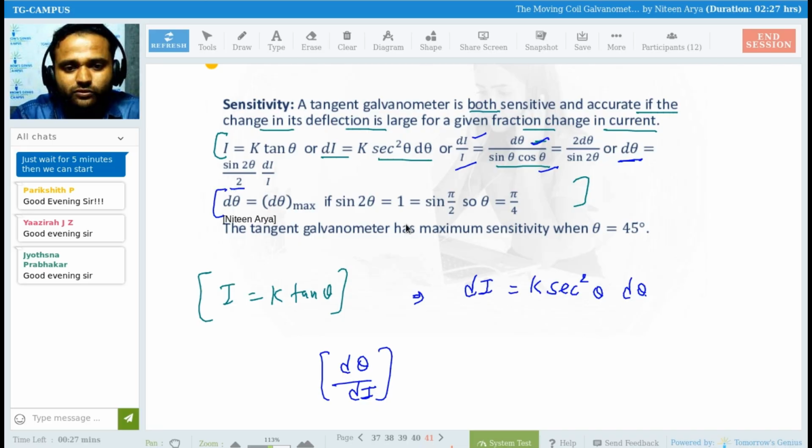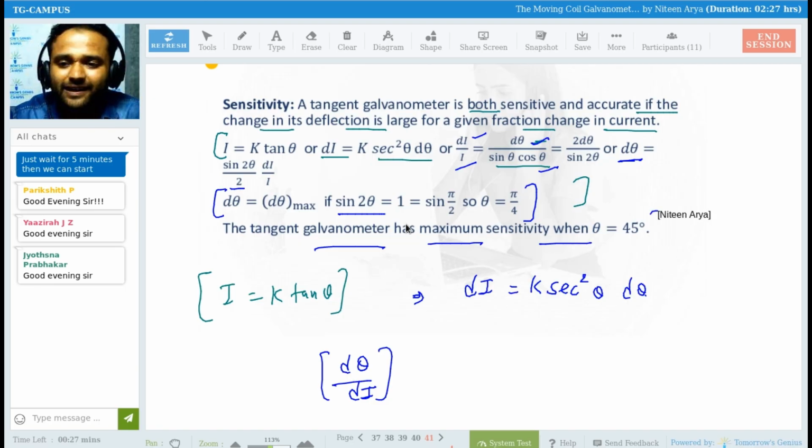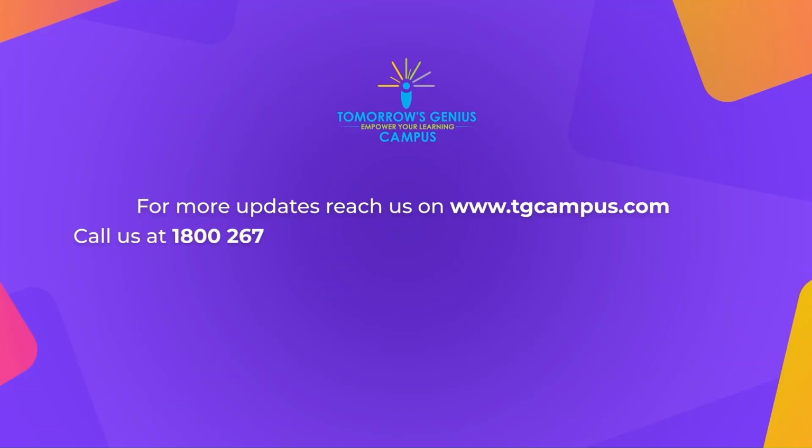Or d theta equals d theta max when sin 2 theta equals 1, so sin pi by 2, which is theta equals pi by 4. So the tangent galvanometer has a maximum sensitivity at theta equals pi by 4.